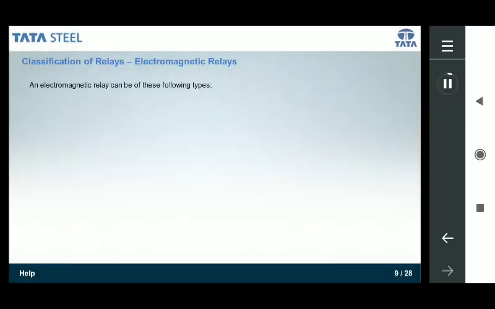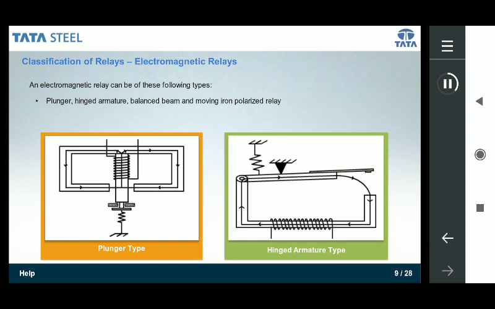An electromagnetic relay can be of the following types: plunger, hinged armature, balanced beam and moving iron polarized relay. These are simplified types which respond to AC as well as DC.